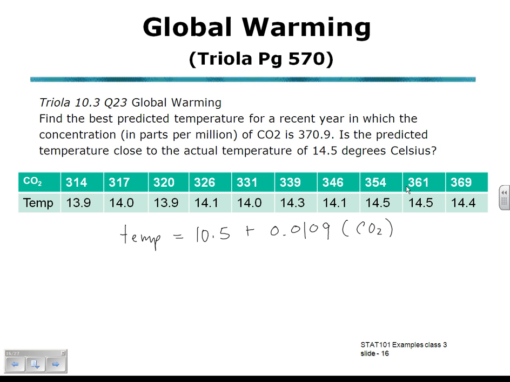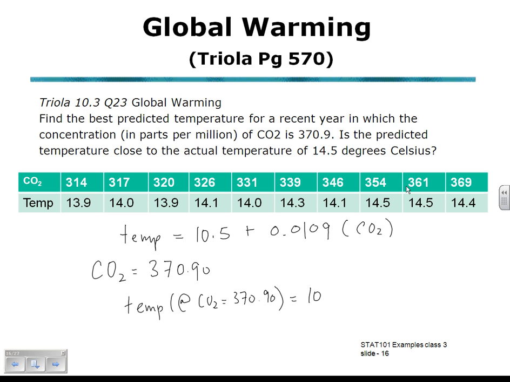In the question, find the best predicted temperature for a recent year in which the concentration in parts per million of CO2 is 370.9. With the equation of the line, we can put this value into the CO2, into the x position, and predict the corresponding value of y, the corresponding value of temperature.